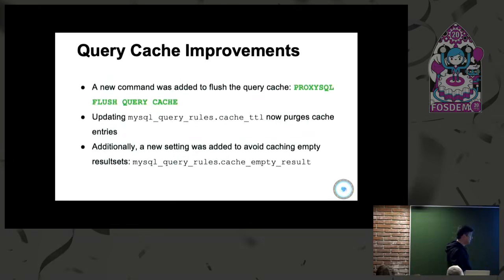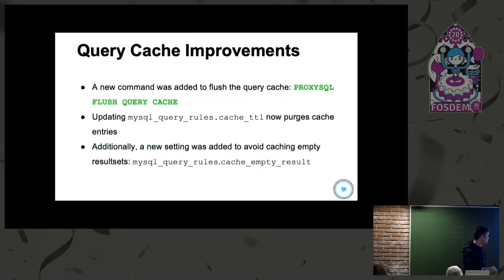So in the query cache, we've also finally implemented, this was widely requested, just a command so that you can flush your cache. And we also improved the cache TTL. Now it actually purges the cache entries rather than handling it as a background process. Previously it would just mark that the cache should get emptied at some point. Now it actually gets emptied in real time.